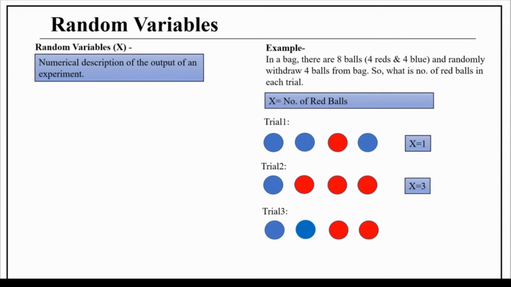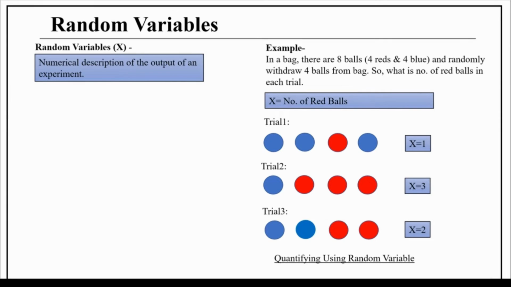Let's do the last trial. In this trial, the first ball which is drawn is blue, the second one is blue, the third one is red, and the last one is also red. So here x is 2 since the number of red balls drawn is 2 only. So this is how we quantify the random variable.